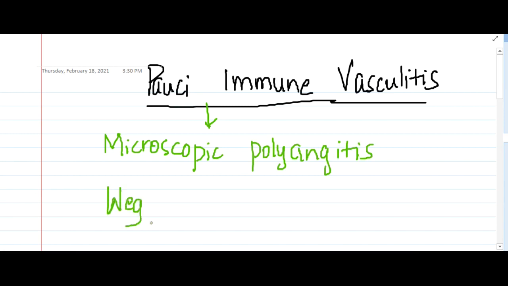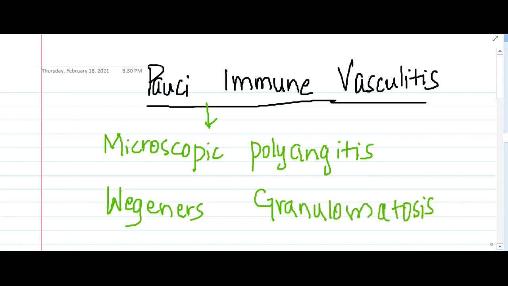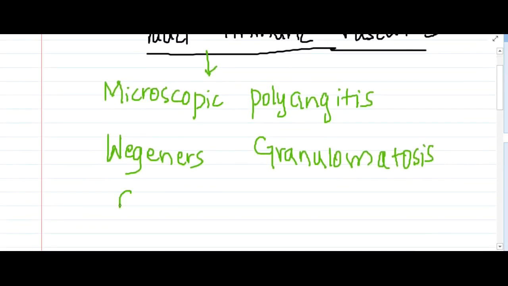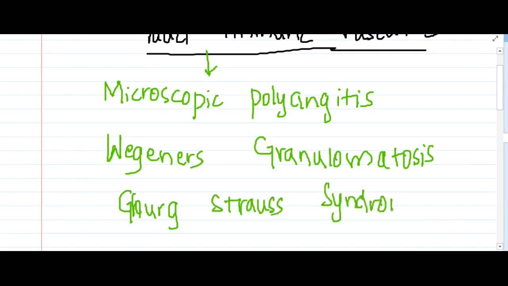Then we have Wegener's granulomatosis. All these three are very important. Many questions have been asked from them. And finally, we have one more pauci-immune vasculitis, which is Churg-Strauss syndrome. Now in this chapter we will learn about microscopic polyangiitis.